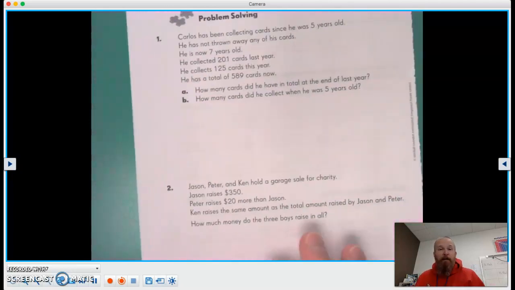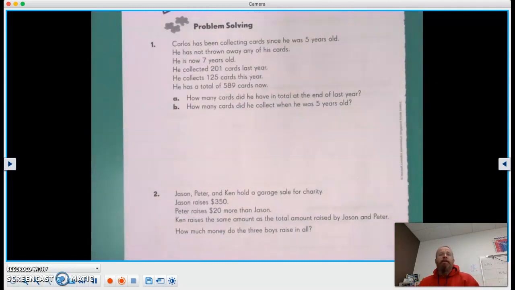And here we are. Put on our thinking cap. Carlos has been collecting cards since he was 5 years old. He has not thrown any of his cards away. He is now 7 years old. He collected 201 cards last year. He collects 125 cards this year. And he has a total of 589 cards. The first question is, how many cards did he have in total at the end of last year? And question B is, how many cards did he collect when he was 5 years old?